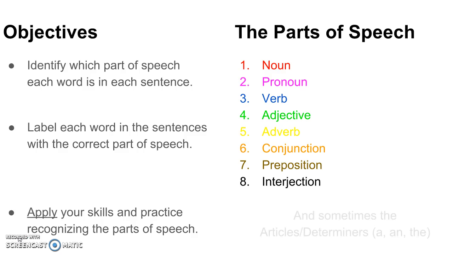Let's not forget articles, or sometimes called determiners. Some scholars include these in the parts of speech, but for our purposes, we are going to stick with the 8 basic parts of speech. But don't forget about the articles.